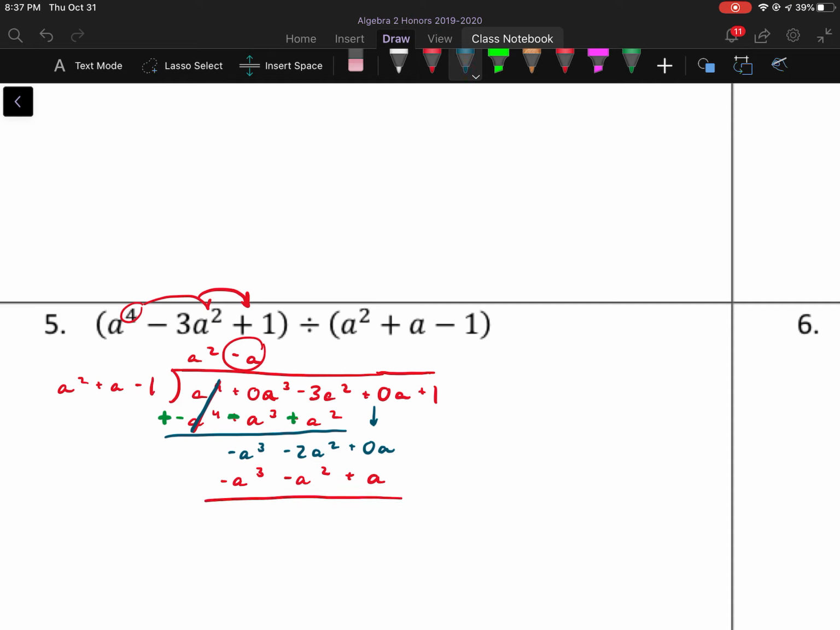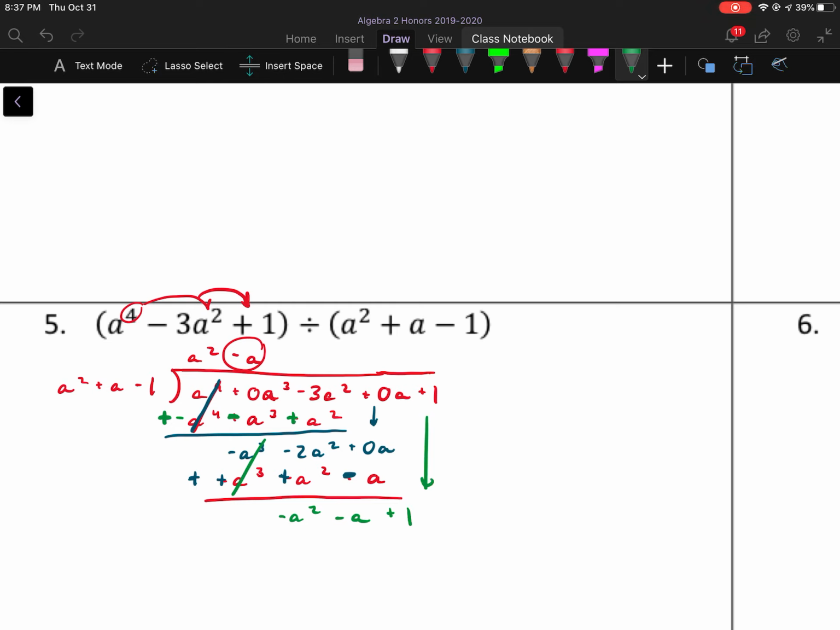I'll say it again. Instead of subtracting, we're going to add the opposite. So change all your signs here. That becomes that. Now it's easier for us to combine. Let's switch to a green color here. These cancel. Negative 2a squared plus a squared is negative a squared. 0 plus negative a. This is just a minus a. And then we did everything. So let's bring our next term down.